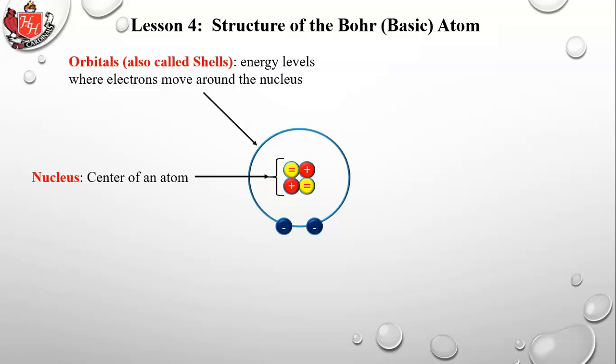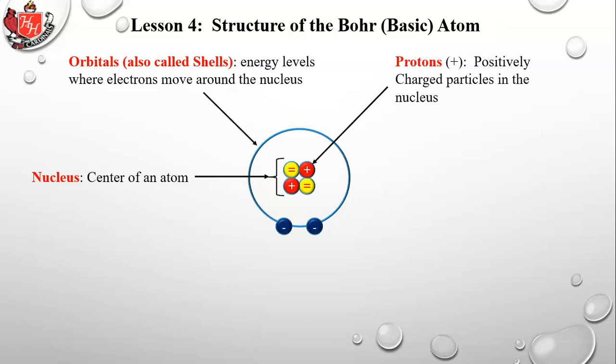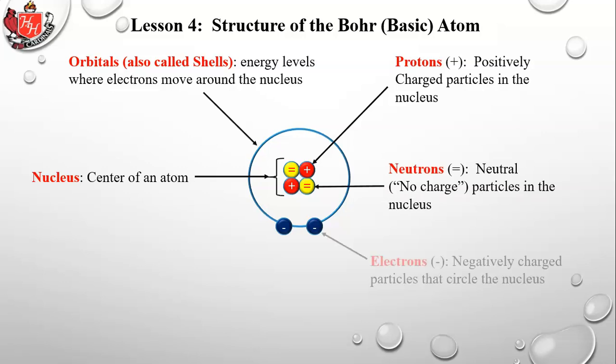The orbitals, by the way, are not perfectly round paths that the electrons follow. They really fly around kind of like a fly in the room. They buzz all over the place, but they stay close to the nucleus. Protons: positively charged particles in the nucleus. Neutrons: neutral, no charge particles in the nucleus. Electrons: negatively charged particles that circle the nucleus.